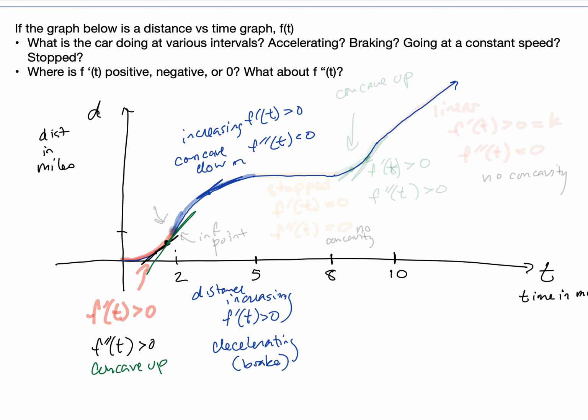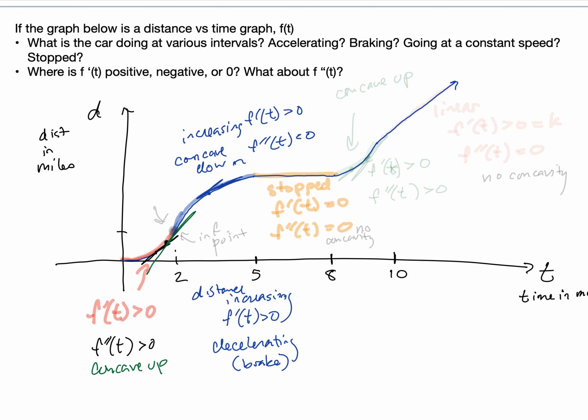Now, what about this next interval? Over this next interval, we are just staying at a constant distance. So right here, the car is stopped. F prime of t is equal to 0, so the derivative is equal to 0, and f double prime of t is also going to be equal to 0. So the car is not accelerating or decelerating, the car's distance is not increasing or decreasing, we're just stopped.